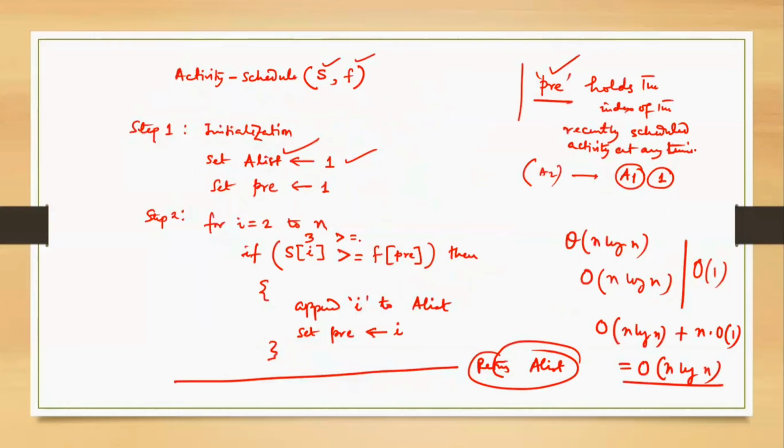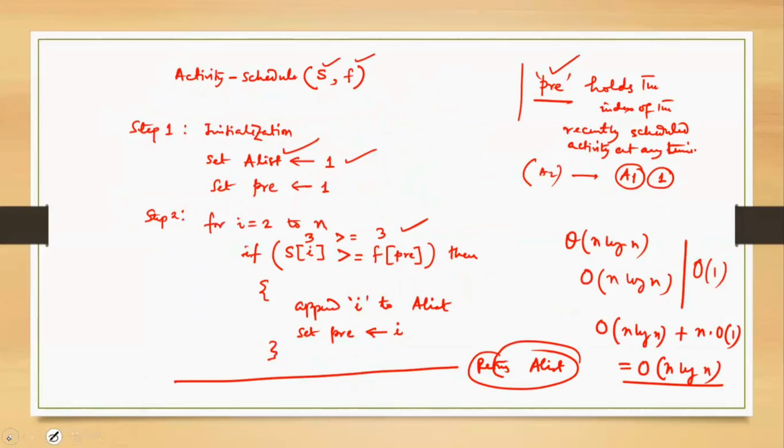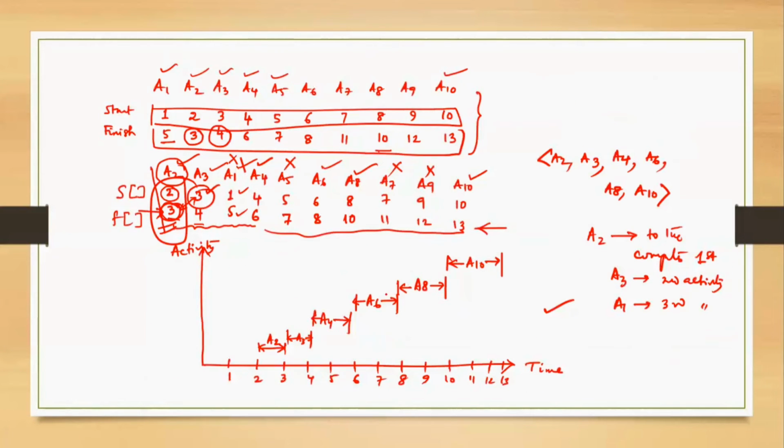So we can say that 3 is greater or equal to 3. Yes, it is non-interfering. Then you can append the second activity to the A list, and you have to update the index of pre with the currently selected activity. So initially pre was 1, now pre becomes 2. In this way, you can finally cover all activities in this manner.